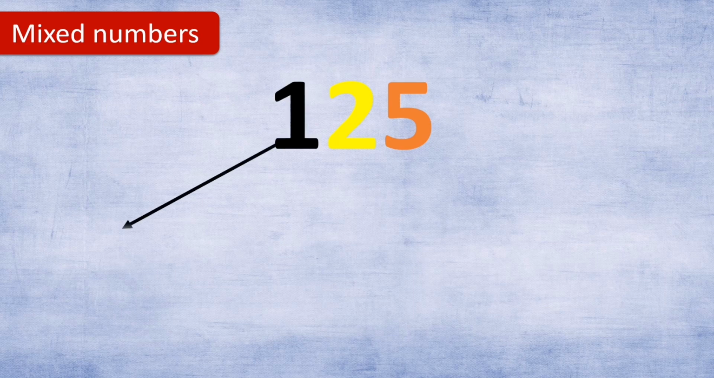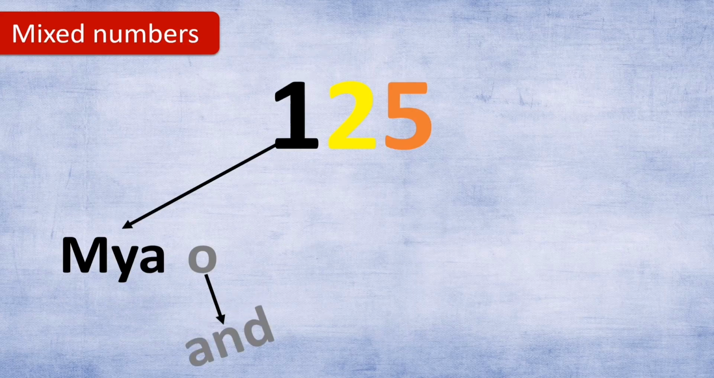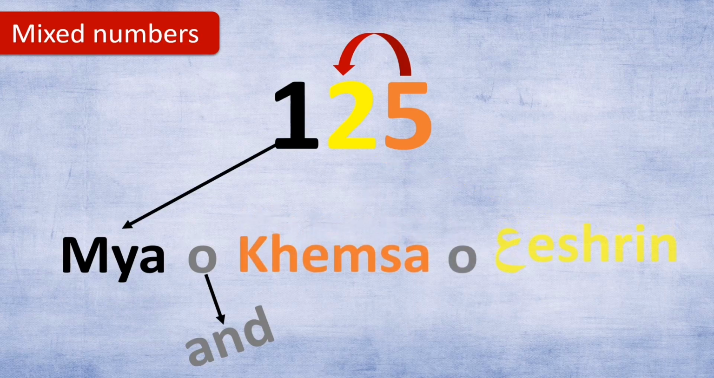We are going to see some mixed numbers, such as this one, 125. And I'm gonna walk you through how to say it. So we take the first one, which is mia, and then we say O, which is the equivalent of and. And now, do you remember how to read numbers in tens? We already said that we read them from right to left. So I would say 5 و 20. Let's read it again. 125.